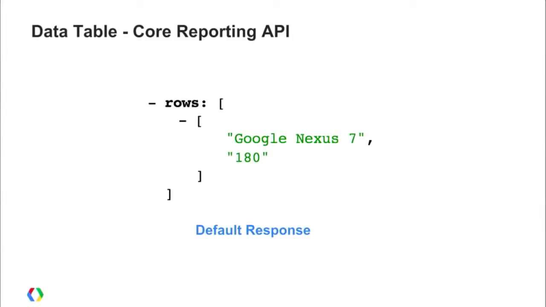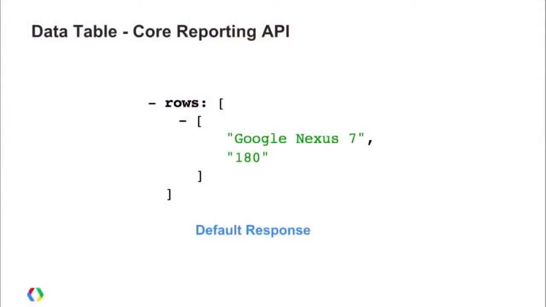Cool. The next thing is the data table response format that we've added to the core reporting API. If you use the core reporting API and you've made any requests, you'll know that the data comes back and there's kind of two main components to that data. There's the column headers and then there's the rows object. And the rows contains all of the data ordered by dimensions and followed by metrics. So in this example, we have some data for the query, Google Nexus 7 is the mobile device info dimension in this case, and then the metric of 180. So this is the default standard response you would always see with the core reporting API.